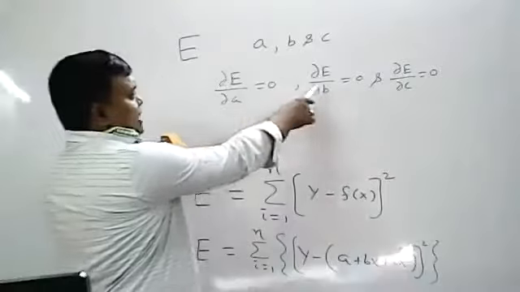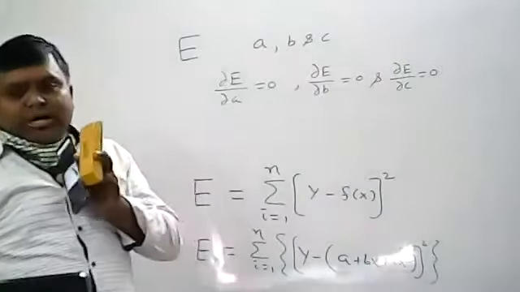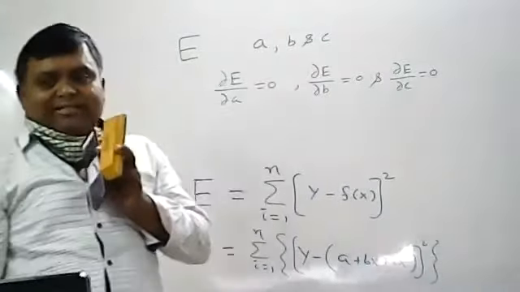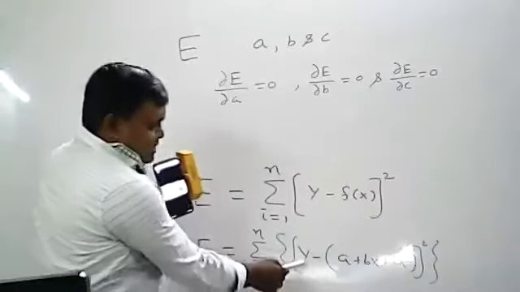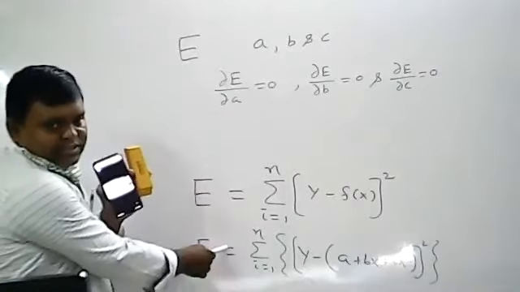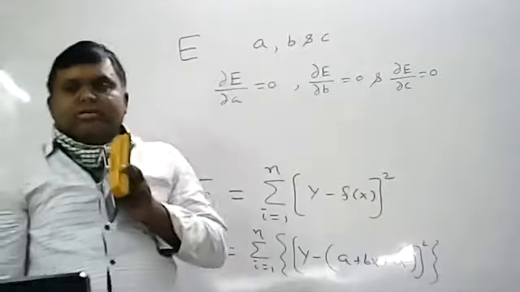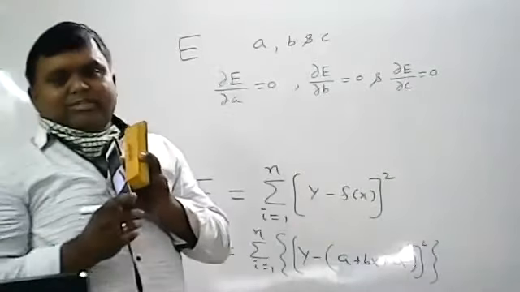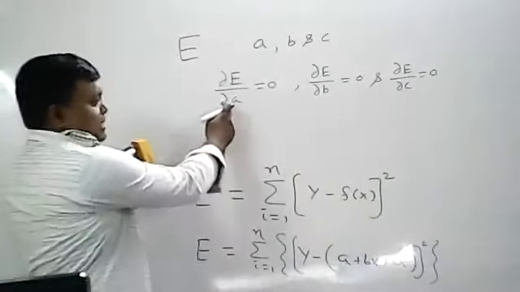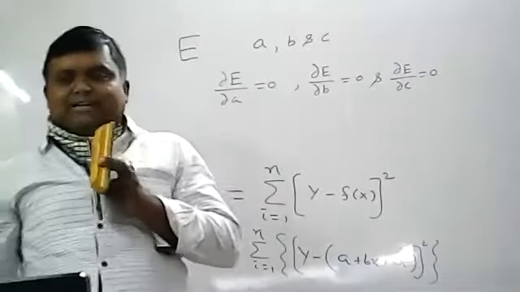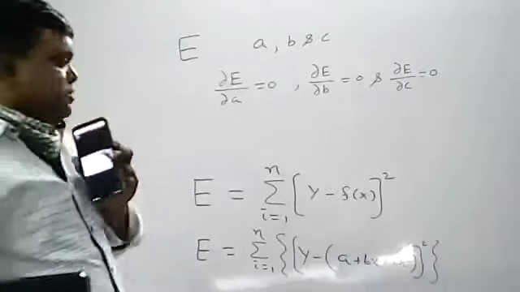Yesterday you solved dou E by dou A and dou E by dou B. Now you have to solve dou E by dou C also, because three constants are there. This expression is nothing but the E value, so the E formula is this one. At a time I cannot consider all of them, so I will take it step by step. First, you will consider dou E by dou A equal to 0.